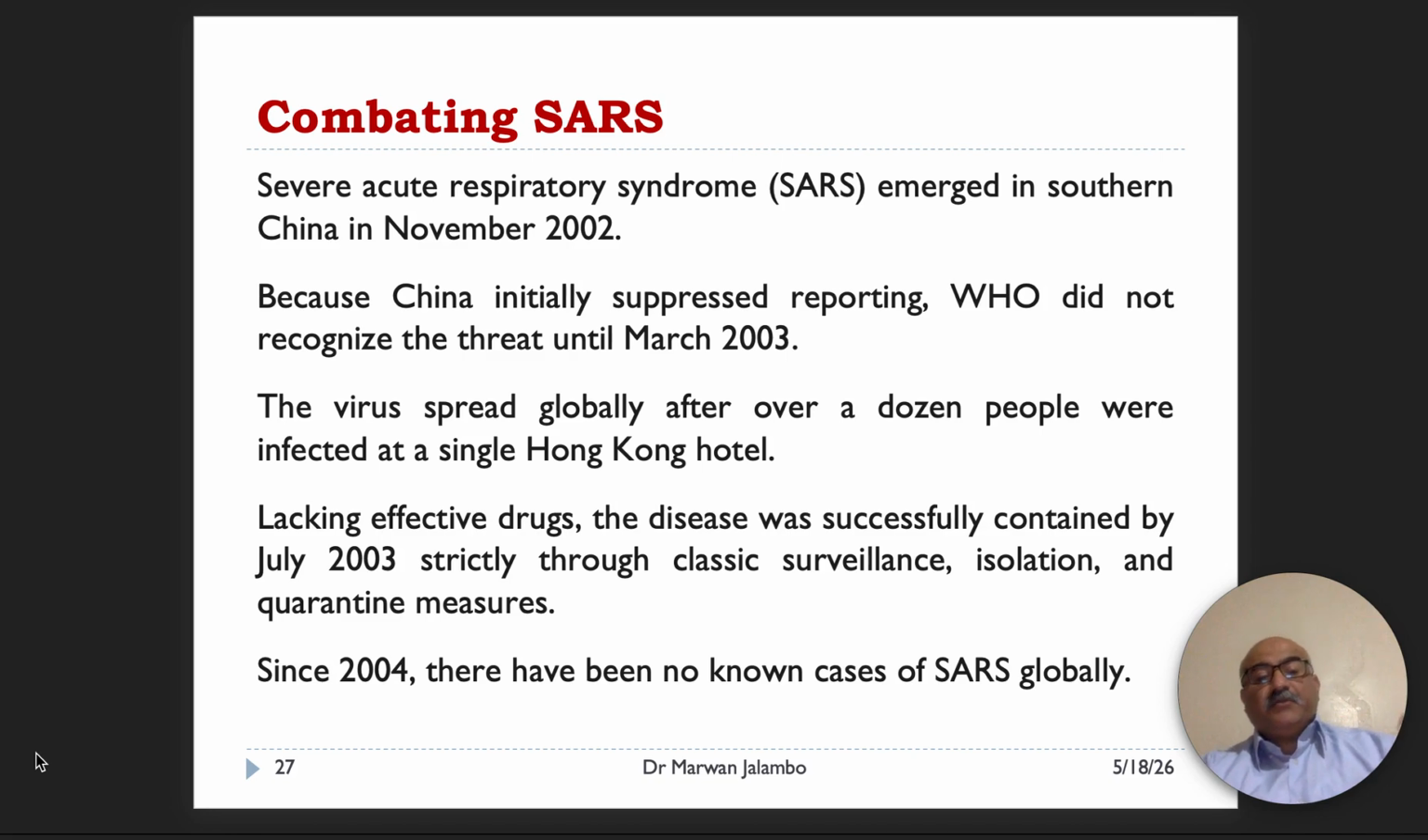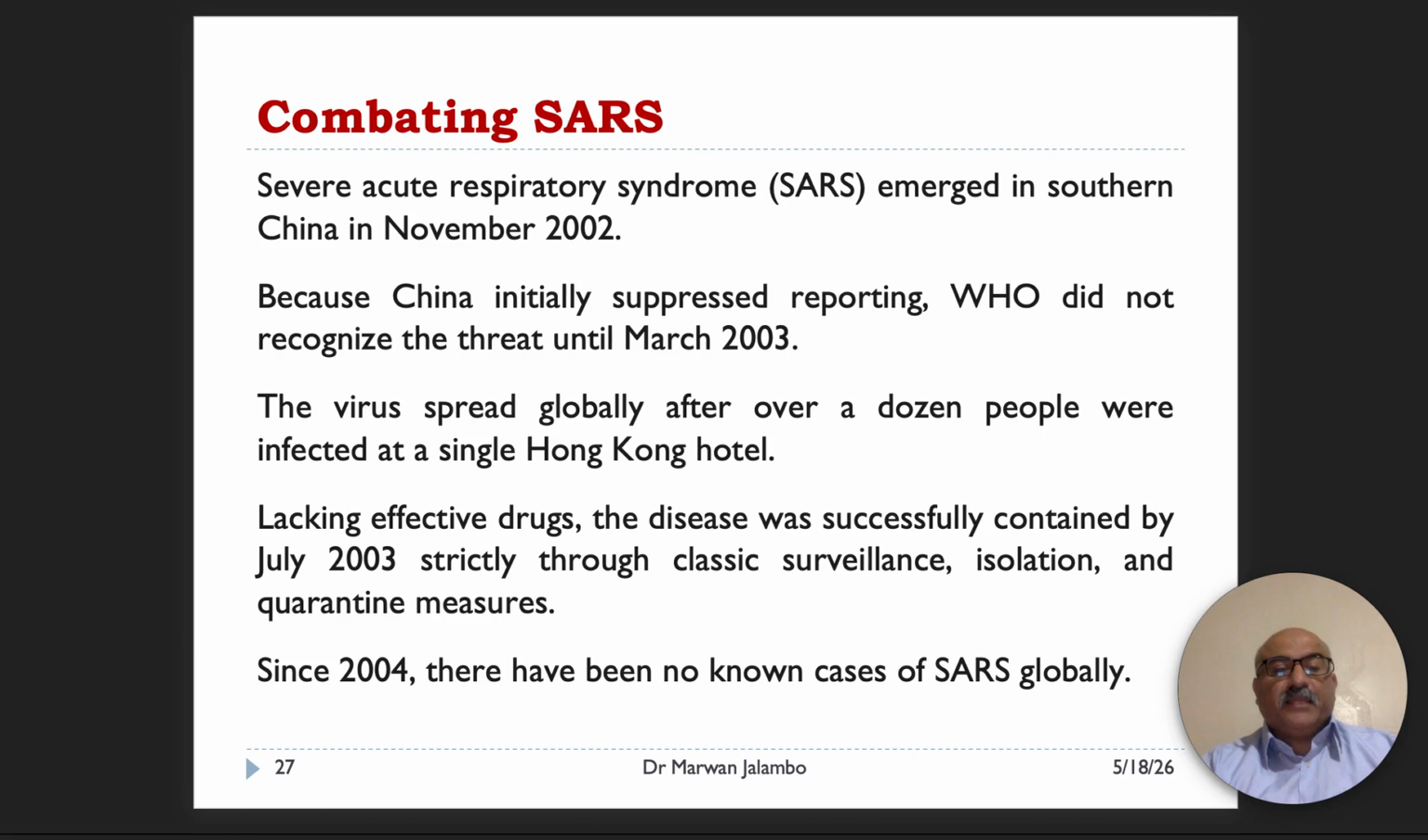Yet, by July 2003, WHO declared that SARS had been contained. How? Strictly by old-fashioned measures, quickly isolating suspected patients and quarantining anyone who had come in contact with them. Since 2004, no known cases of SARS have occurred anywhere in the world.